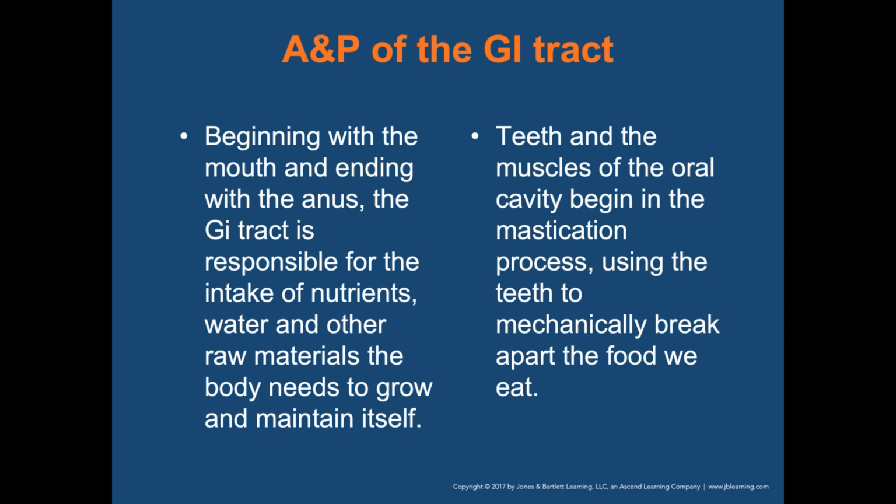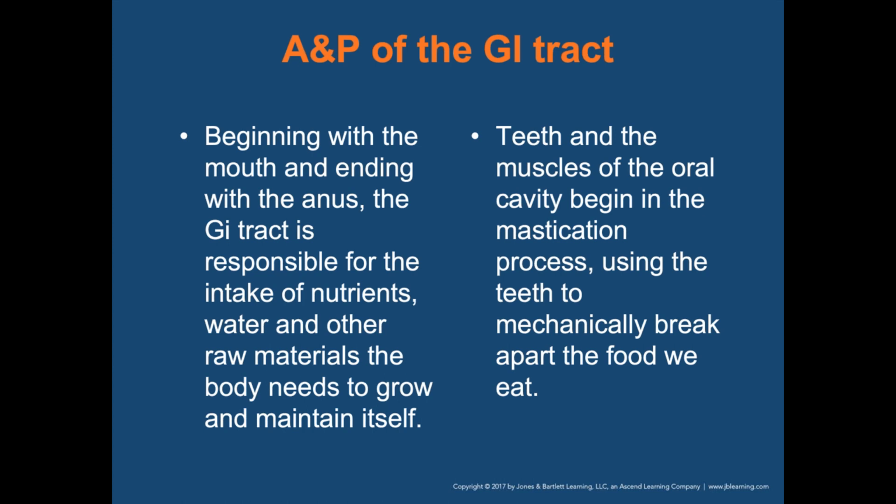All right, so these are kind of long, so unfortunately I do have to read them to you unless y'all just want to read them and it's going to be awkward silence for a hot minute, but I don't think y'all want to do that. So beginning with the anatomy and physiology of the GI tract. I think this is important, so I added some good information, and I'm pretty sure it's going to help you guys out. Beginning with the mouth and ending with the anus, the GI tract is responsible for the intake of nutrients, water, and other raw materials the body needs to grow and maintain itself.